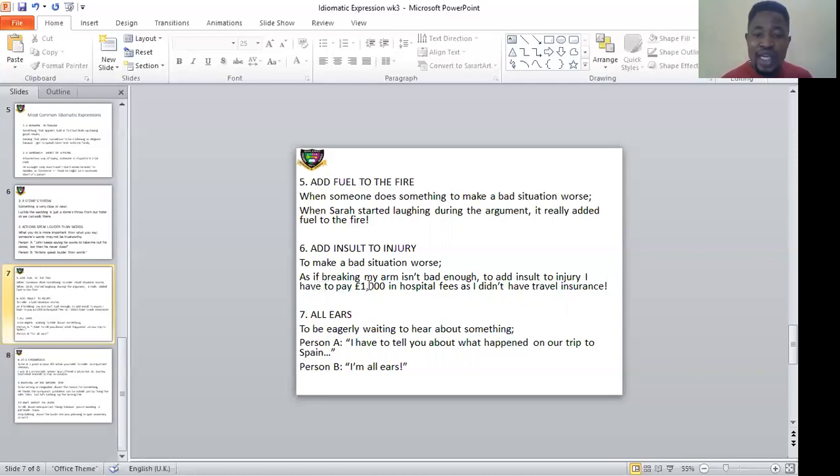As if breaking my arm isn't bad enough, to add insult to injury, I have to pay 1,000 US dollars in hospital fees as I didn't have travel insurance. Let me explain that to you.